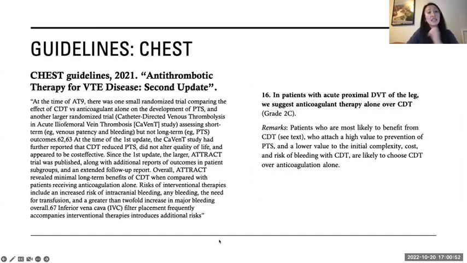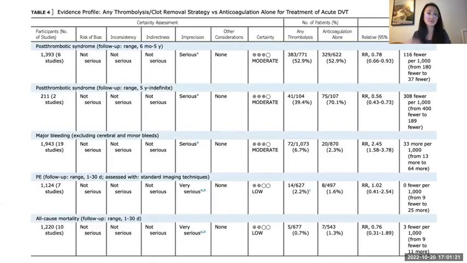So how this translated into the actual guidelines between all of these different studies: the CHEST guidelines of 2021 basically said, in patients with acute proximal DVT of the leg, they suggested anticoagulant therapy alone over CDT. They did say, of course, that there are certain patients who would benefit, but that overall, based on the risk of bleeding and the unclear risk of improvement of PTS, they ultimately said, for most patients, not recommending CDT.